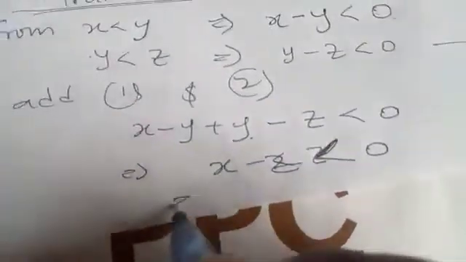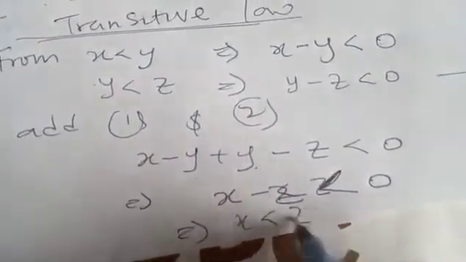is less than 0. And by proposition 1, it says that if x is less than y, definitely x minus y is less than 0. Since we wrote if and only if, that simply means that if you have x minus y less than 0, it should imply x is less than y. So this one will imply x is less than z, and that completes our proof.